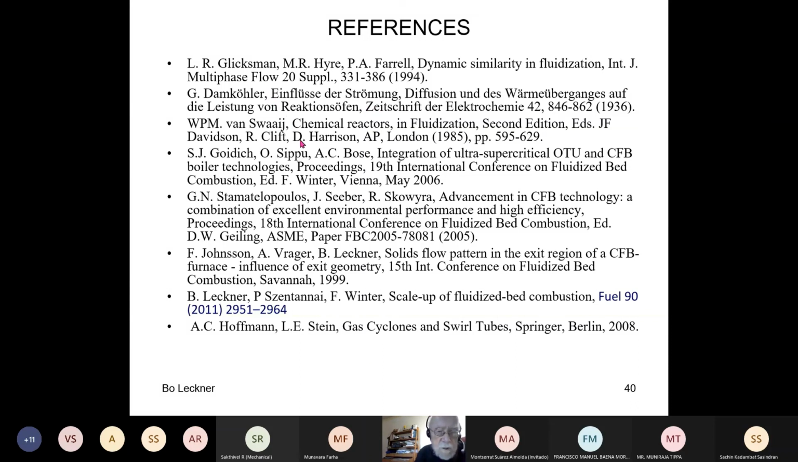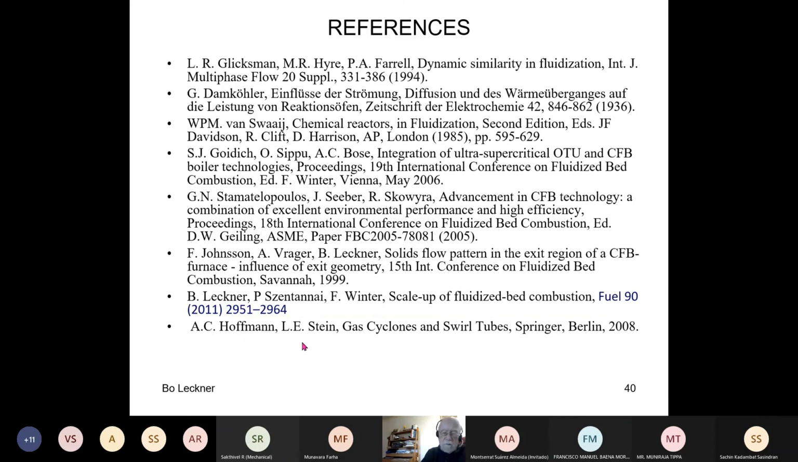Then we have some reactor scaling here and some boiler scaling. And finally, we have our work here with fluid dynamic scaling, which was presented at a conference. And we also published in Fuel some work on scale up of fluidized bed combustion, some kind of review paper. Finally, we have a paper on cyclones.